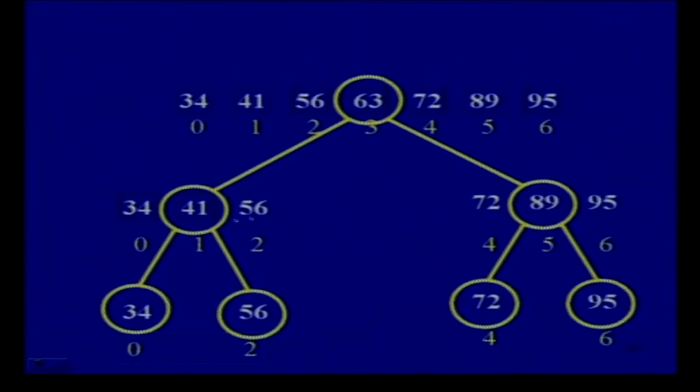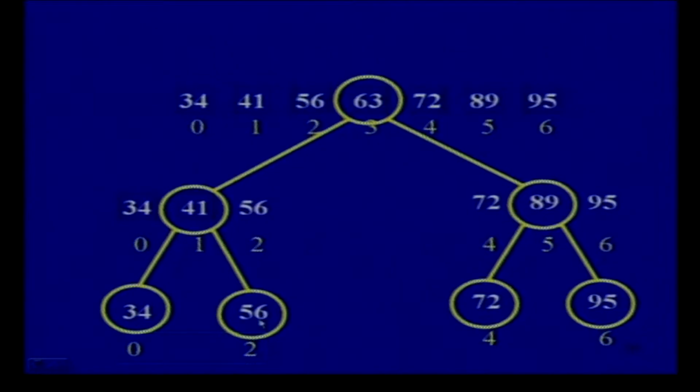Now, if you take this part, if you take 41, all the nodes to the left are less than 41 and to the right are greater. So, if you go here you will find 34, 41, 56, and if you go this side you will find 72, 89, 95 and so on. This is the typical way in which it is represented: 3, 1, 0, 2, 0, 1, 2, 3, 4, 5, 6.